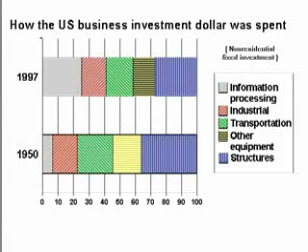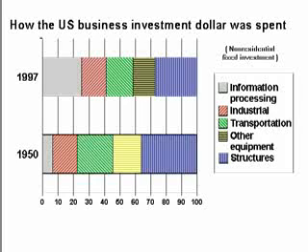How the U.S. business investment dollar was spent. Businesses have always put some part of their capital budget towards buying information processing equipment. A half-century ago in 1950, that meant things like typewriters, filing cabinets, some telephones, and maybe the occasional rare teletypewriter, but not much else. But in recent decades, the fraction of the business investment dollar devoted to buying capital equipment for information processing has exploded.